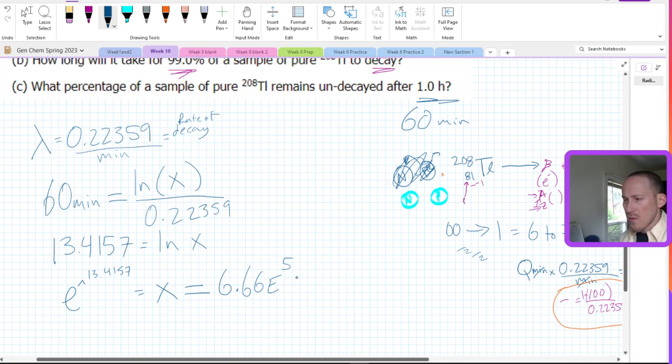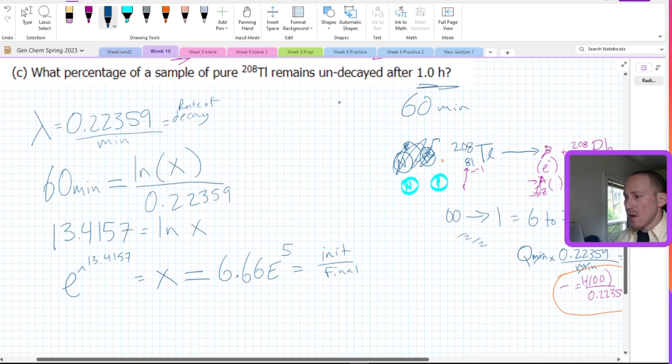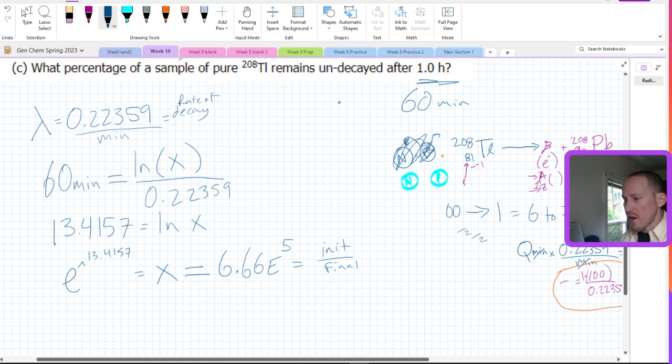So that's the ratio of initial to final. And it says what percent remains undecayed. So the final is very small. So let's invert that. So 1 divided by that.